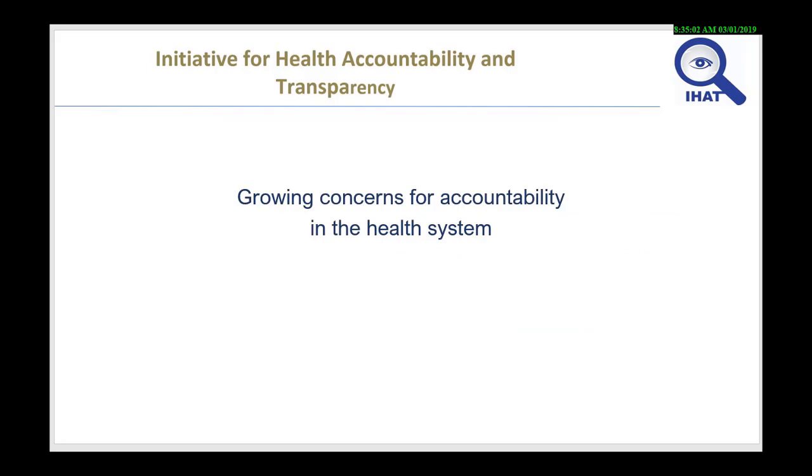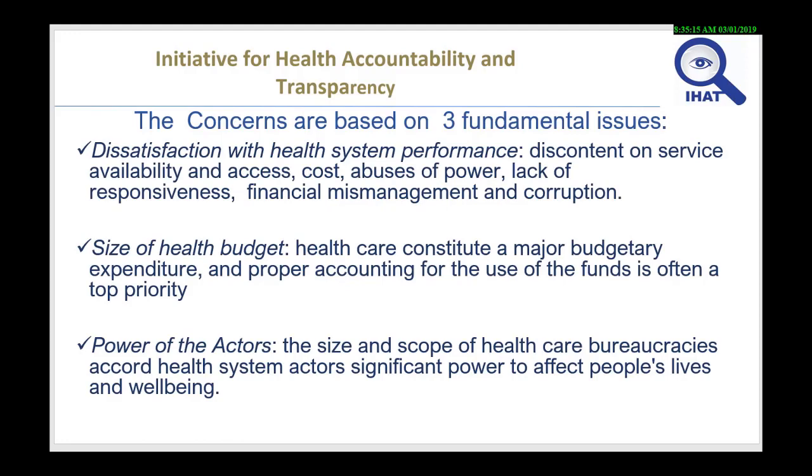There are growing concerns for accountability in the health system. Why are there growing concerns? The concerns are premised on three fundamental issues. The first is that there is dissatisfaction with the health system performance. A lot of discontent on service availability and access and quality. There are issues of cost escalation. There are issues of abuse of power by the providers and institutions. There are lack of responsiveness to needs and demands of the clients. There are also cases of financial mismanagement and corruption.